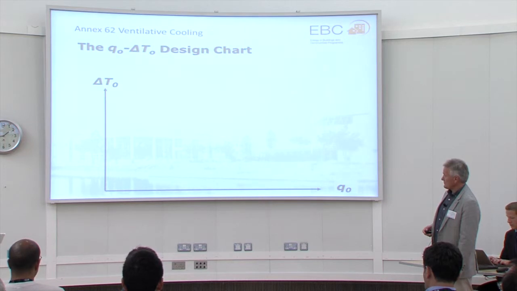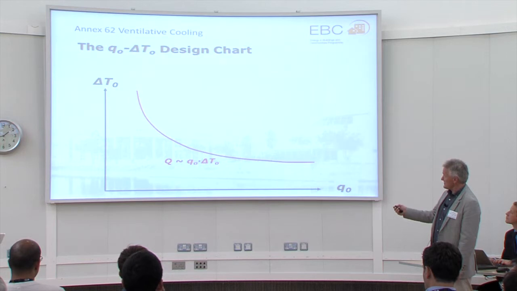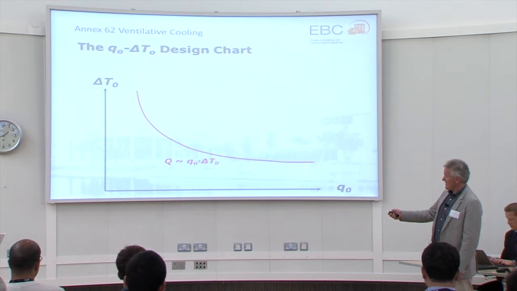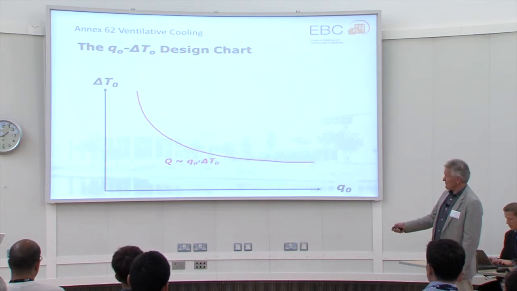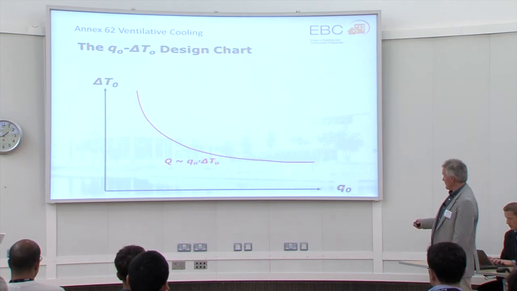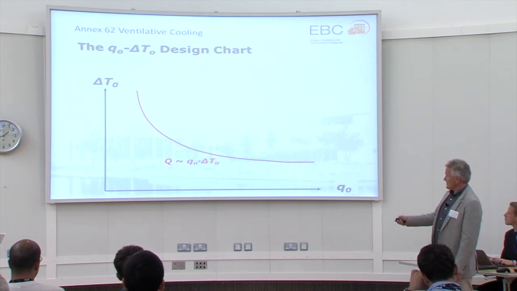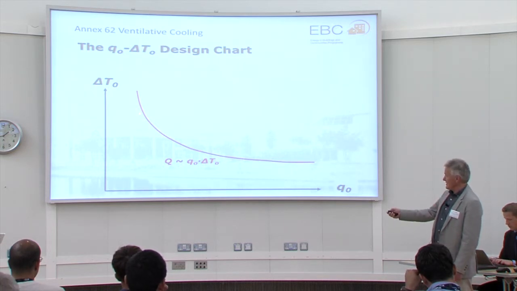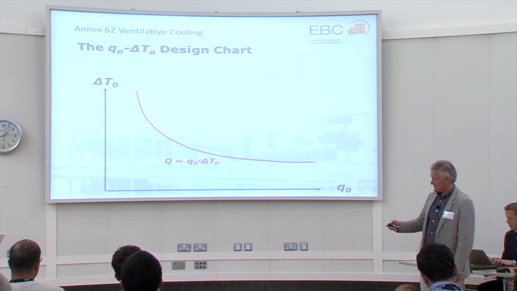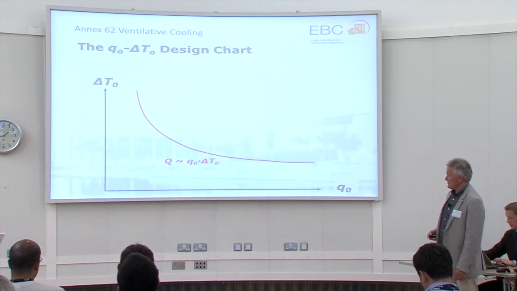The way we compare these systems is that we use a design chart like this one, where we have the temperature difference between supply and room temperature, and the airflow rate out here. Depending on the cooling need, we will have a certain curve, which gives the relation between temperature difference and flow rate that gives the cooling need we have.